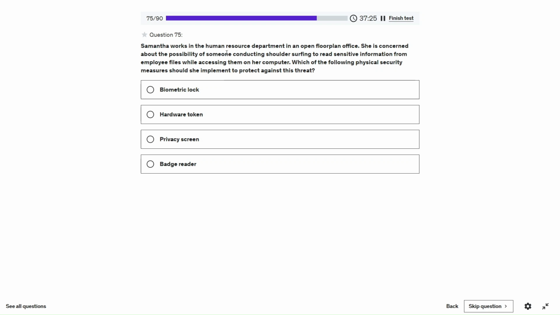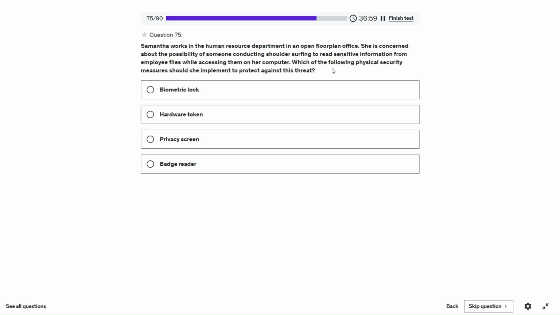Samantha works in the human resource department in an open floor plan office. She is concerned about the possibility of someone conducting shoulder surfing to read sensitive information from employee files while she accesses them on her computer. Which of the following physical security measures should be implemented to protect against this?